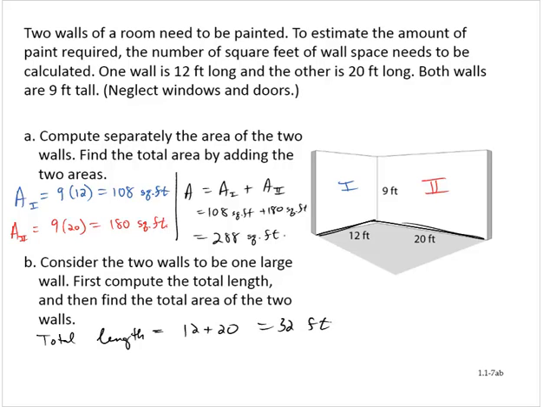And so then the area would be that total length times the height, so we would have 9 times 32, and that would be 9 feet times 32 feet, and that's also 288 square feet. So it turned out that we could either multiply first or add first.